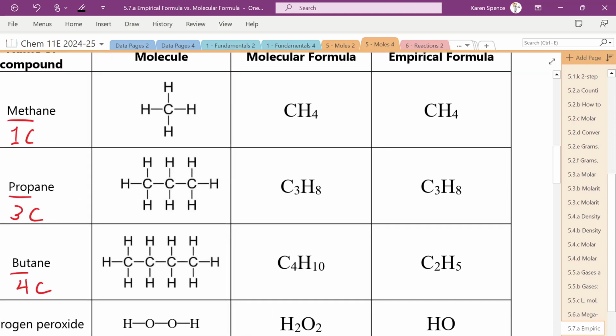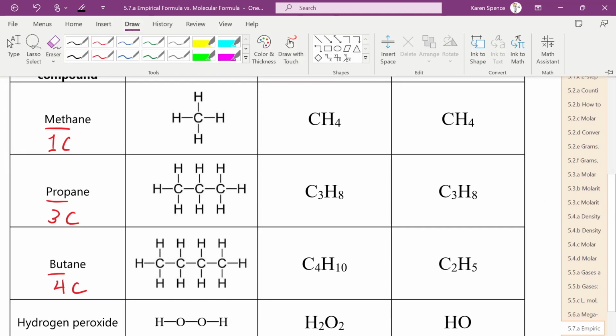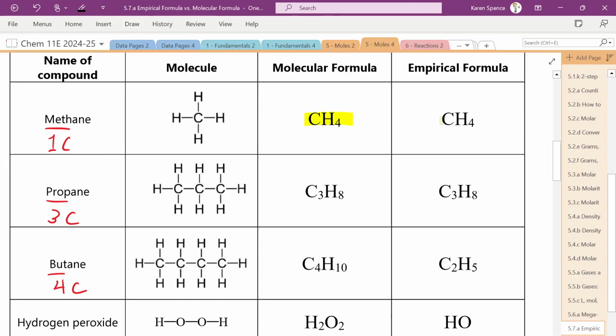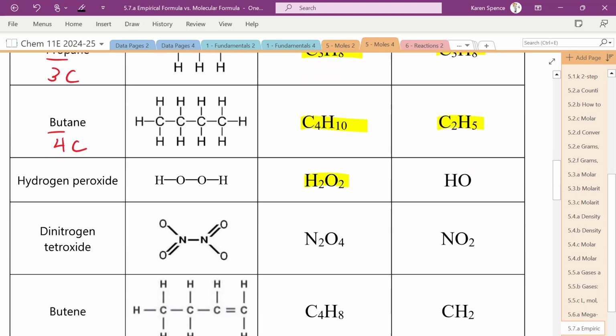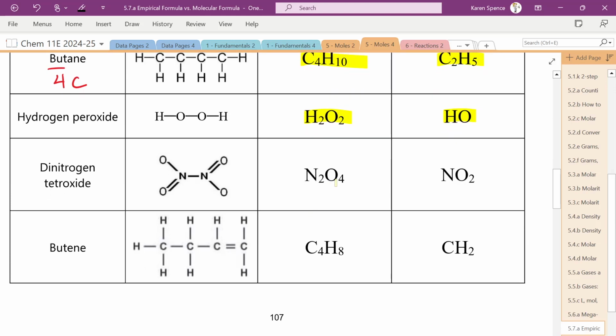All right, so we have molecular formula CH4, empirical formula CH4. C3H8, C3H8. Oh, those are the same. Butane, C4H10, its empirical formula is C2H5. H2O2 becomes empirical formula HO. Dinitrogen tetroxide, the molecular formula, N2O4. You can see there's 2 N's and 4 O's in the molecule. The empirical formula, NO2. And then we have butene.